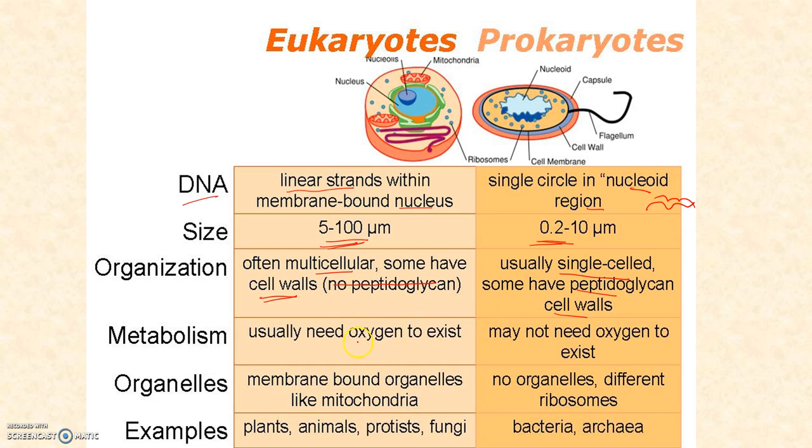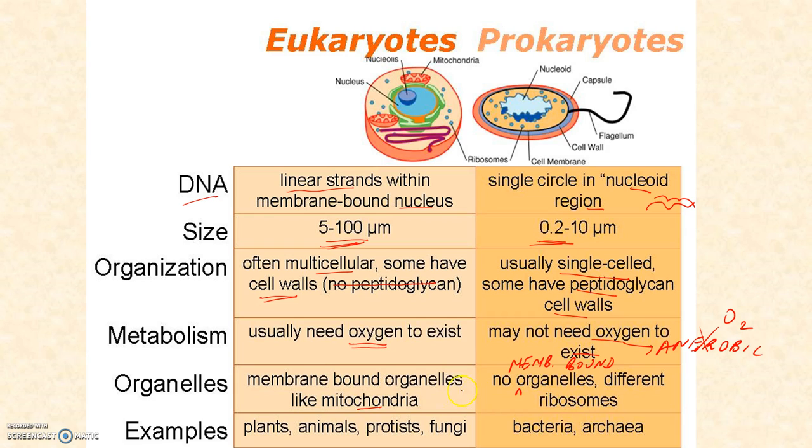Metabolism, of course, most of the eukaryotes need oxygen. Prokaryotes may or may not need oxygen. They have a very unique type of metabolism and respiration, and that is called anaerobic. That means they do not need oxygen. Organelles, eukaryotes have membrane-bound organelles like mitochondria, Golgi, ER, chloroplast. Well, in prokaryotes there are no membrane-bound organelles, so here of course we are talking about ER or Golgi.